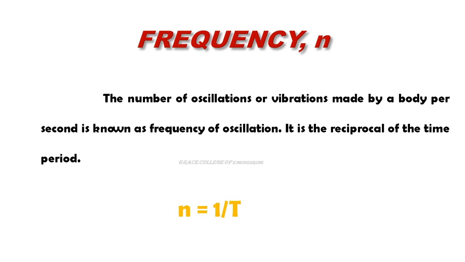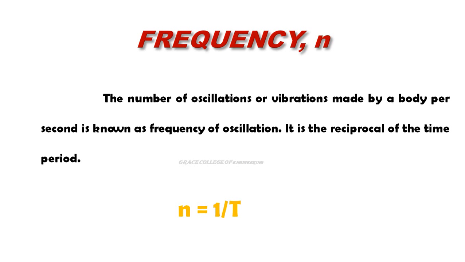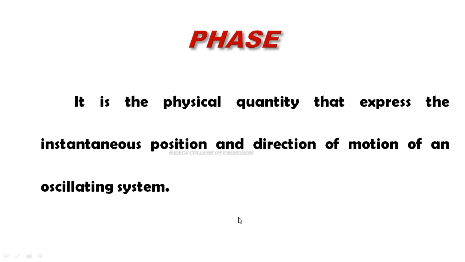It is the reciprocal of the time period. That is N is equal to 1 by T, or we can write it as omega by 2 pi. Then next one, phase. It is the physical quantity that expresses the instantaneous position and direction of motion of an oscillating system. That physical quantity which represents the position and direction of an oscillating system, we used to call it as phase.